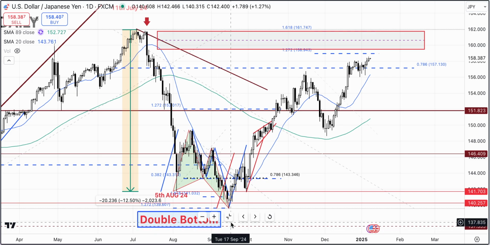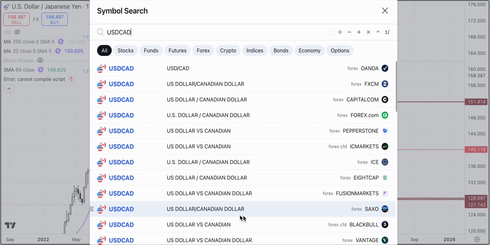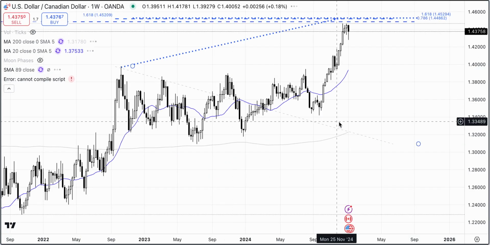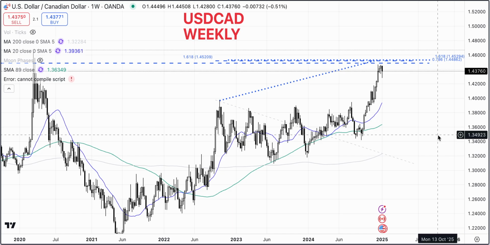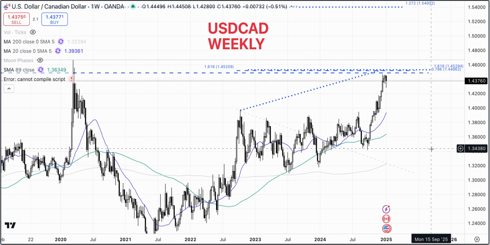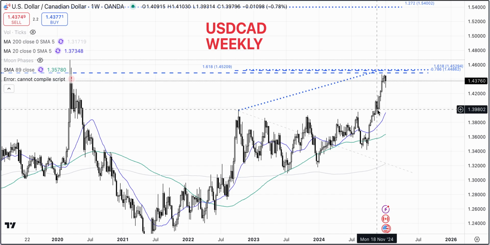Now let's take a look at the Canadian dollar. So this one is also very interesting. Here we go. This is the weekly chart for the Canadian dollar, and it is up against some pretty significant resistance around the 1.45 mark.